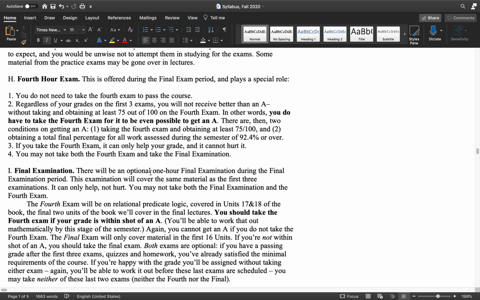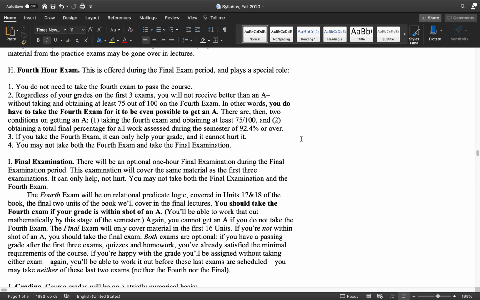So there are several conditions you have to satisfy to get an A for the course. You have to take the 4th exam, which is actually out of 100. It's on units 17 and 18, right? You have to take this last exam if you want to get an A. You need to get at least 75 out of 100, and you need your overall percentage to be 92.4% or more to get an actual A in the course.